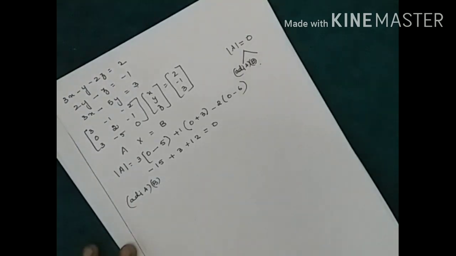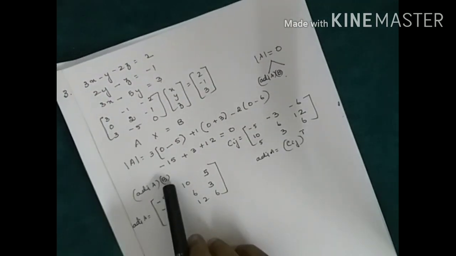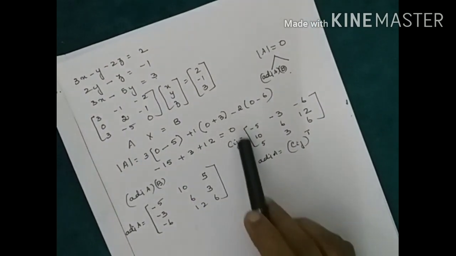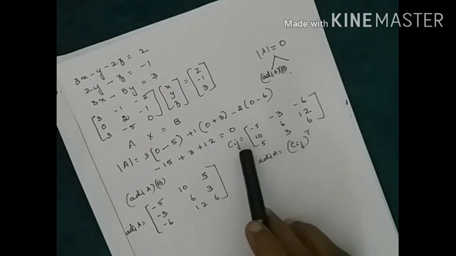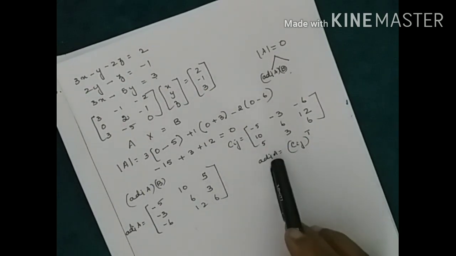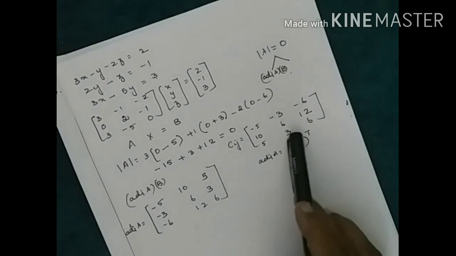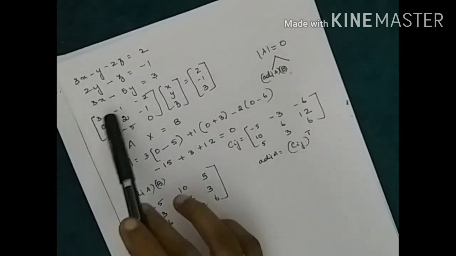The adjoint of A, so we have to find the adjoint of A into B. For that, first we have to find the cofactor matrix. Adjoint is nothing but the transpose of the cofactor matrix. So you should know how to find the cofactor matrix. So how do you find the cofactor matrix?